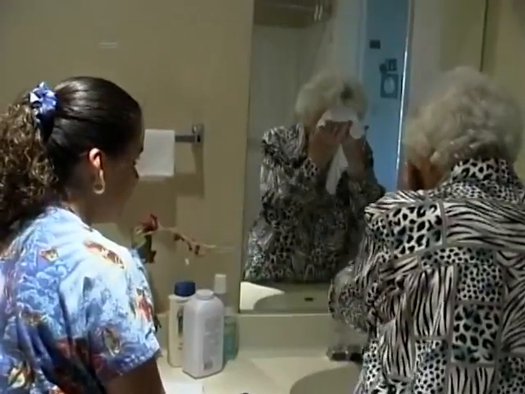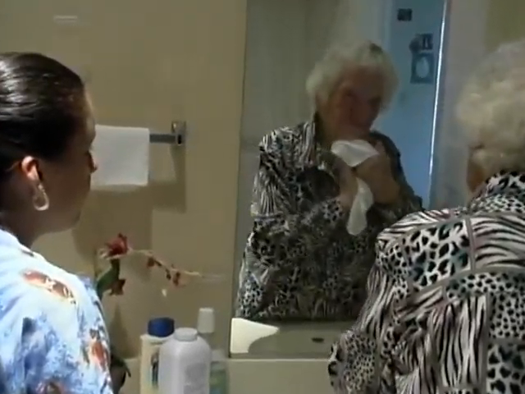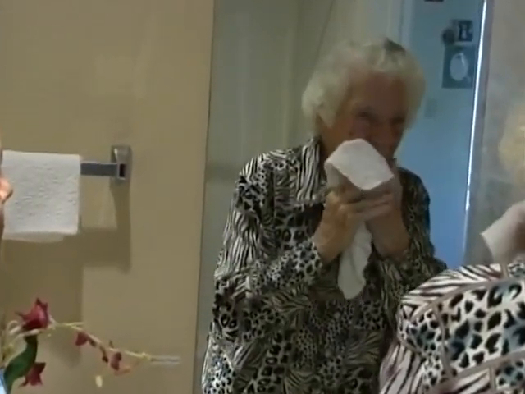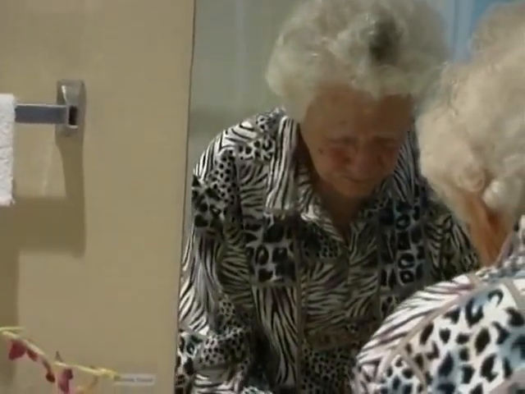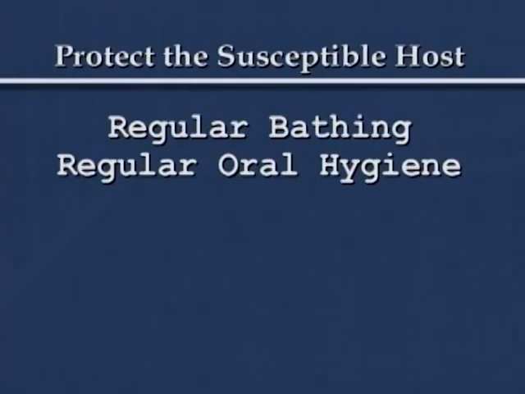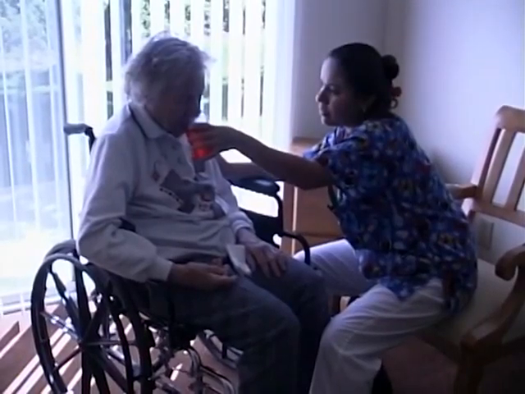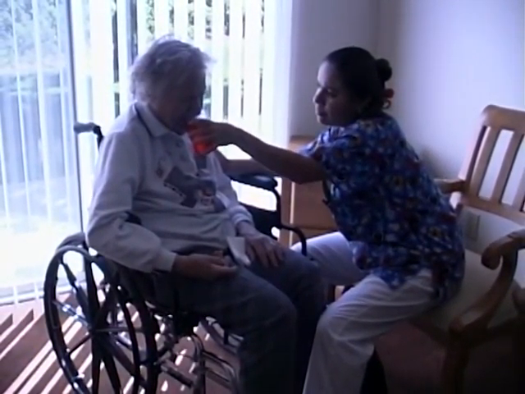The final thing to remember about breaking the chain of infection is to help protect our residents and ourselves from becoming susceptible hosts. While it's true that there are some infectious diseases that, regardless of how healthy your body is, can cause illness, there are some things you can do to help minimize your risk and minimize the risk to your residents. First, simple regular bathing to help remove germs from the surface of the skin. Regular oral hygiene to protect the teeth, the gums, and the mouth. Adequate fluid intake. Make sure your residents drink enough water or fluids each day.